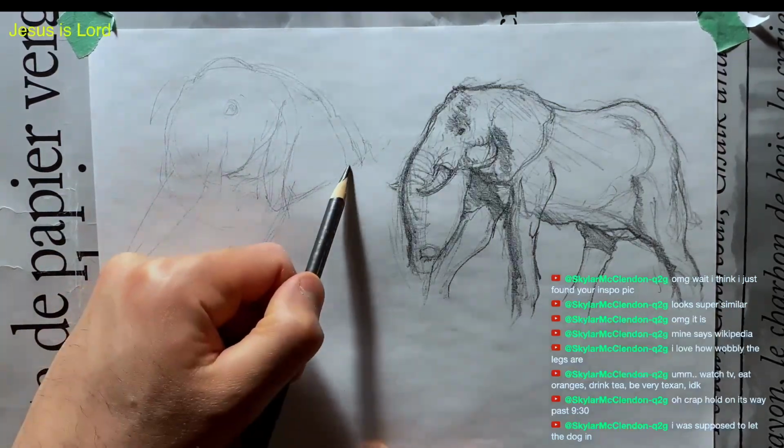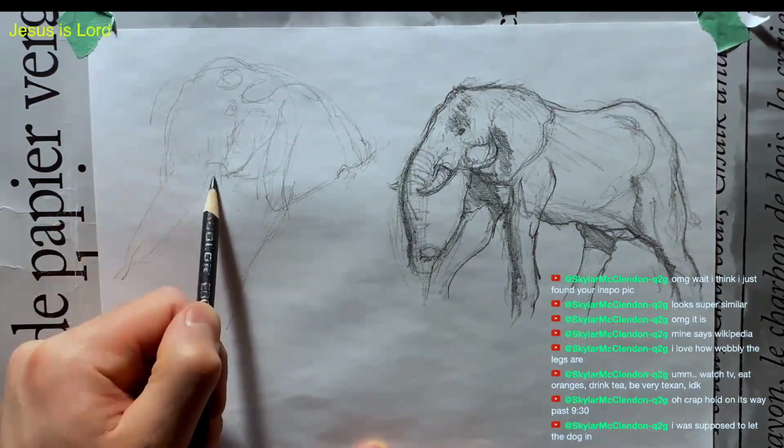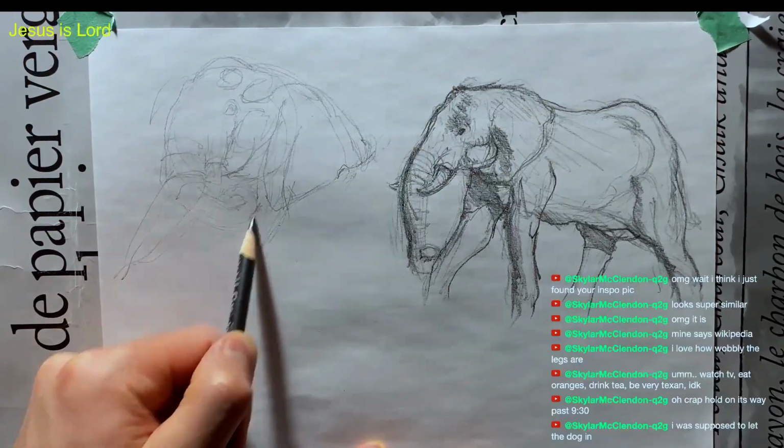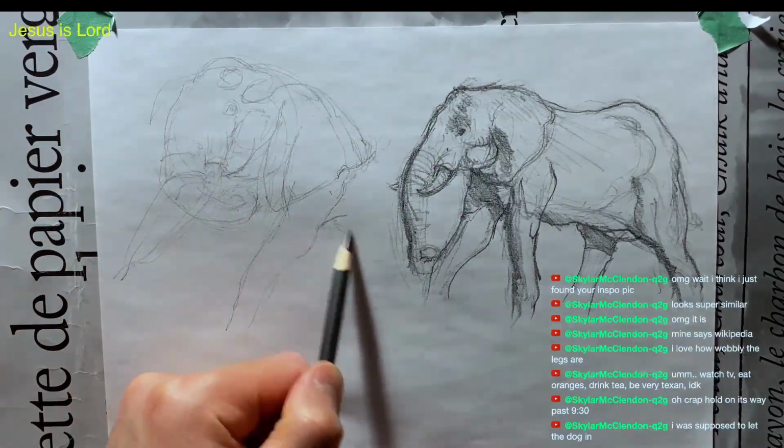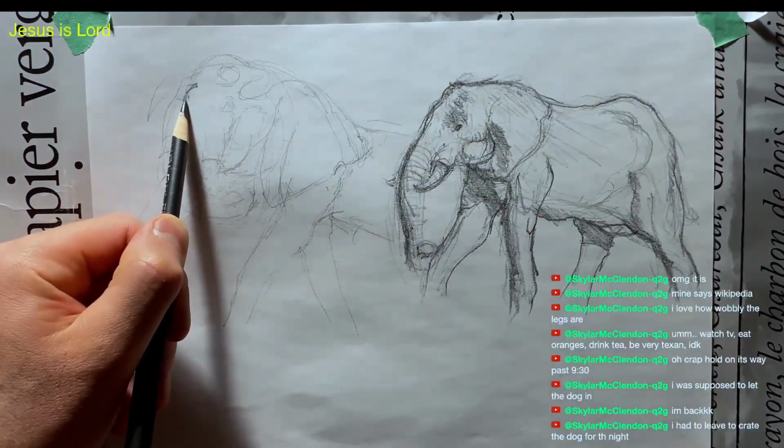Here is another one. This is more of a close-up of the head of the elephant that I'm focusing on.